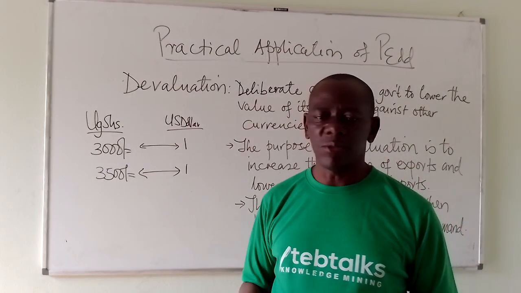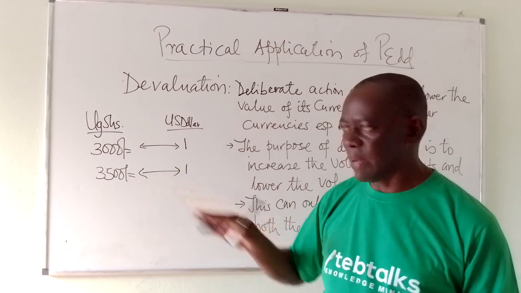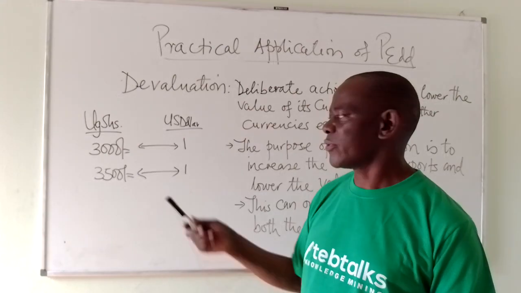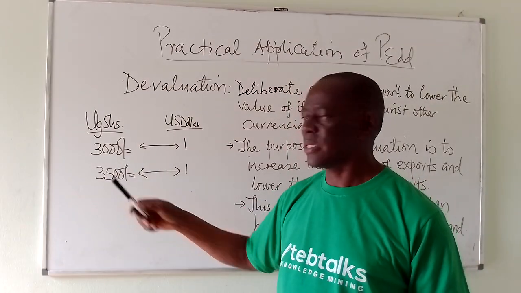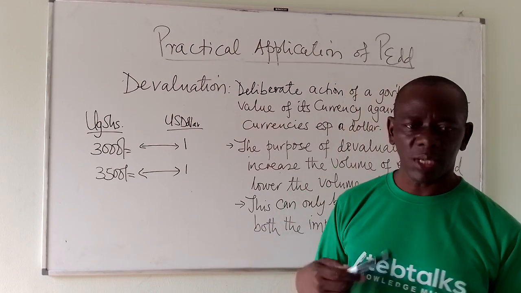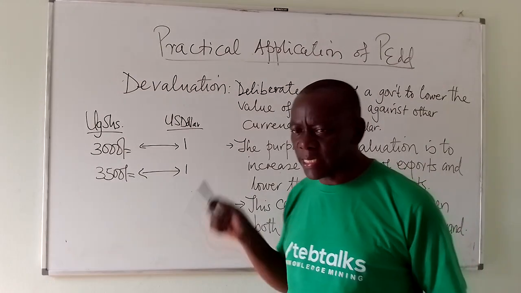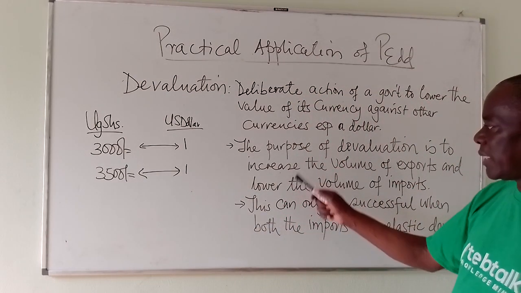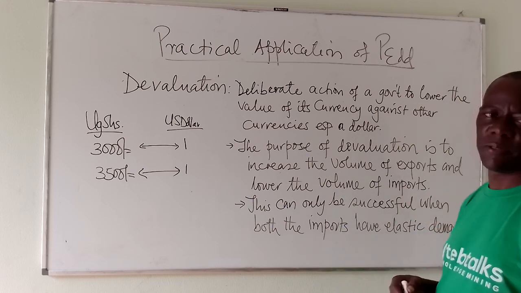In money terms, your currency has lost value by a certain percentage. And if you want to calculate the percentage of loss of value, it is the difference over the original, that is 500 over 3,000 times 100. That will be the level of loss of value. Now, what is the purpose of this? The purpose of devaluation is to make sure that you increase the volume of the exports.